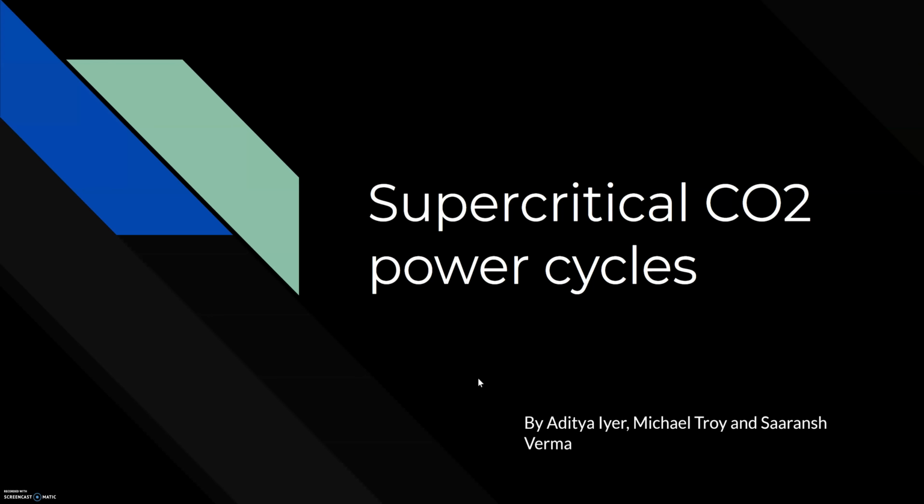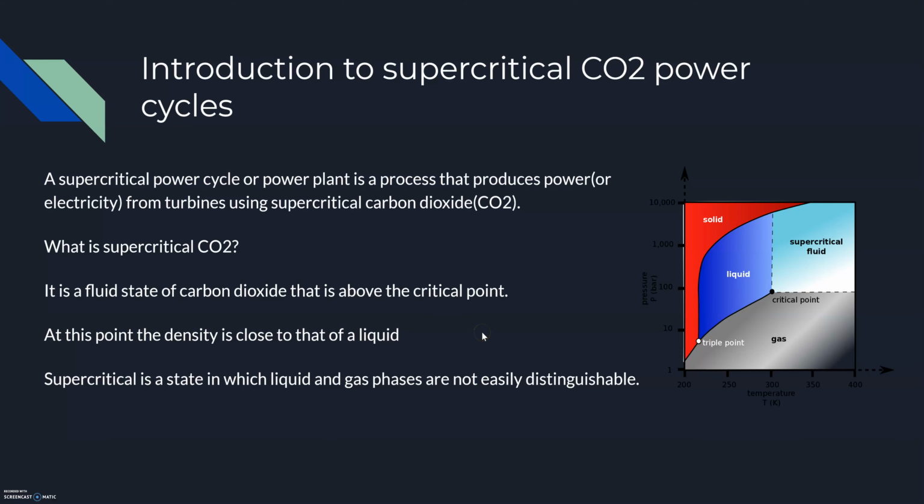I am Aditya and I'm going to begin with a brief introduction to supercritical carbon dioxide. A supercritical power cycle or power plant is a process that produces power from turbines using supercritical carbon dioxide. What is supercritical CO2? It is a fluid state of carbon dioxide that is above the critical point.